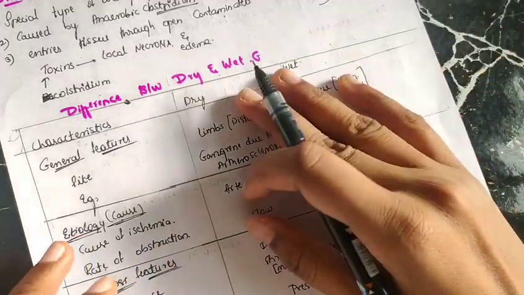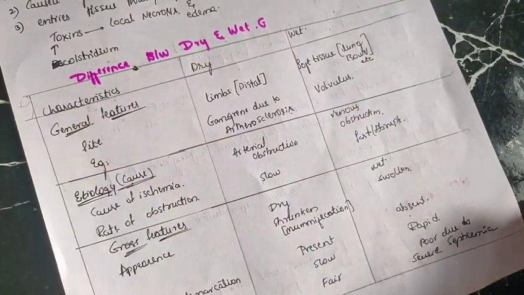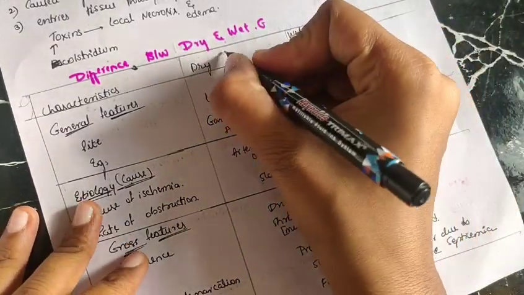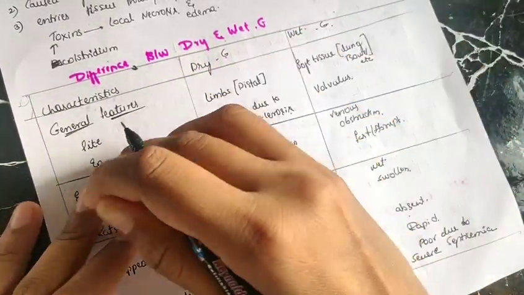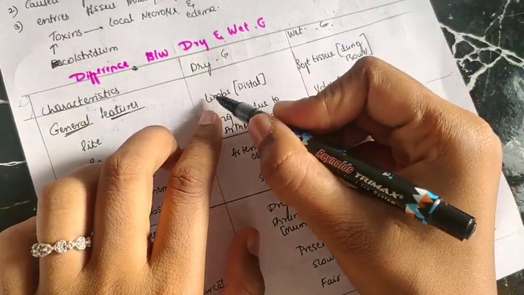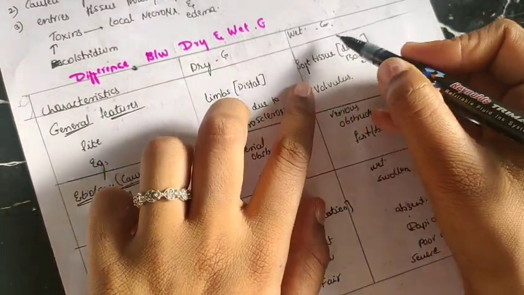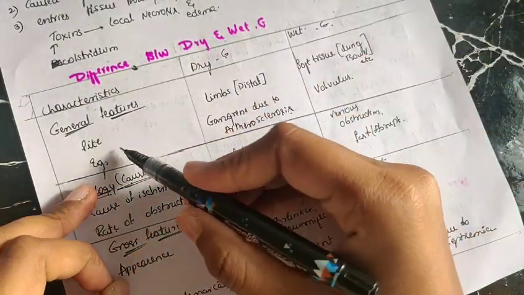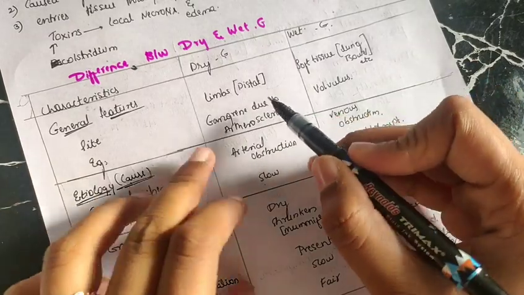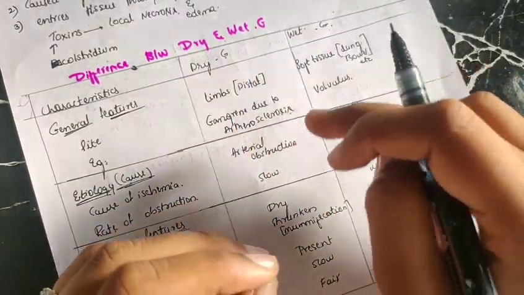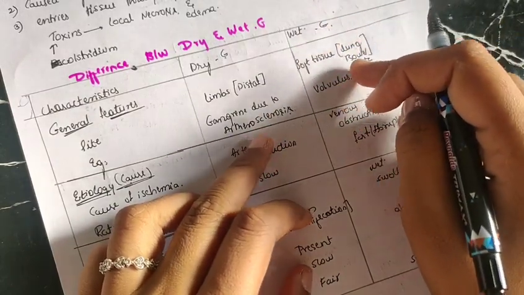And the other sub question we have to discuss is the difference between dry and wet gangrene. General features will be the site where it occurs. You can remember, distal parts of the limb, dry gangrene will be there, and wet gangrene will be in soft tissues like lung, bowel and mouth, etc. The cause for dry gangrene will be arterial occlusion, and the cause for wet gangrene is venous occlusion.